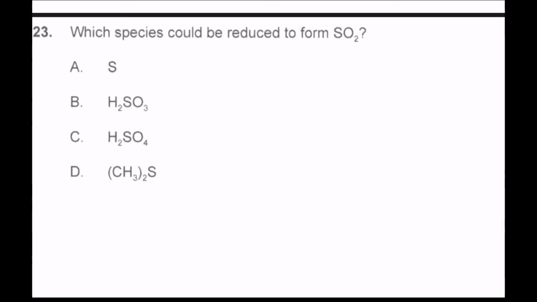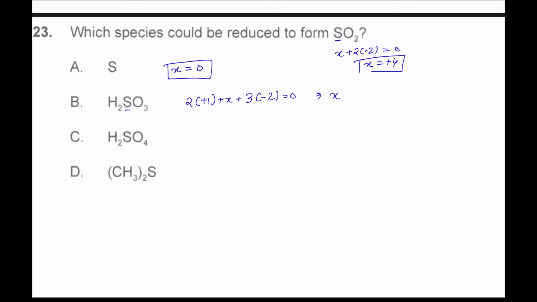Now the next one, which species could be reduced to form SO2? Basically, we have to check which species has sulfur with a greater oxidation number than in SO2. Then, if you convert that species to SO2, there will be a reduction reaction. First, let's calculate the oxidation number of sulfur. Let's take it as X. X plus 2 times -2 equals 0, so the oxidation number of sulfur here is +4. The oxidation number of sulfur in S is 0. Now for this one, I'll again take sulfur's oxidation number as X. Hydrogen is +1, sulfur is X, which is unknown, and oxygen is -2. This will be -6 plus 2, which is -4. So X is +4.